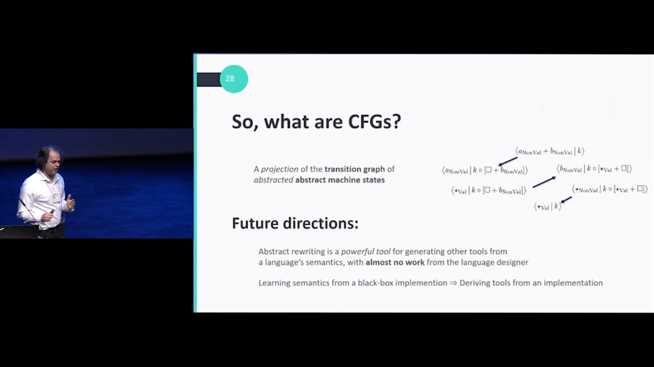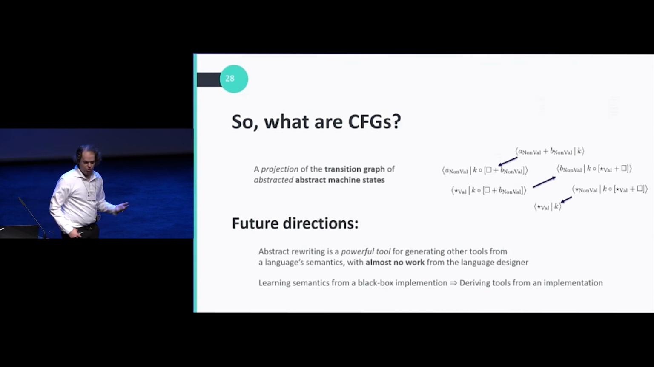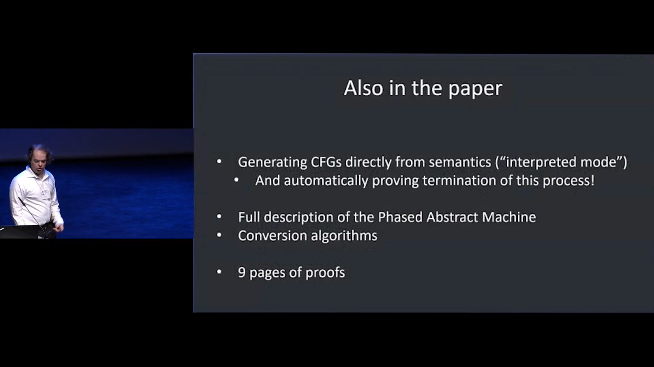The ideas in here, we think, can do a lot of other things with partially evaluating semantics into tools. And I'm also very excited about, if you give me a black box interpreter of a language, can we derive the semantics and then run this? So we go from a black box artifact into useful tools. I'll encourage you to check out the paper. We have a lot more details in there.